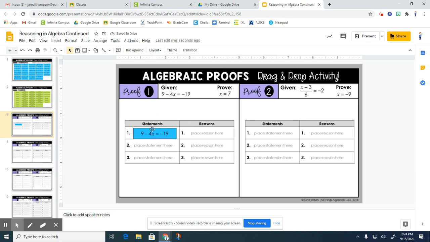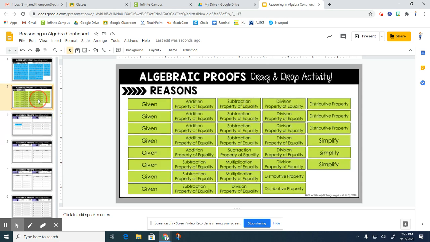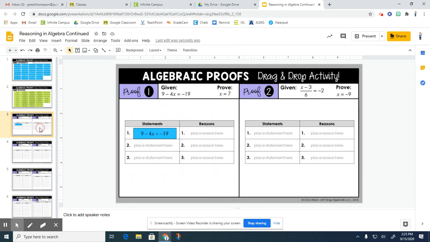So the first statement is the equation 9 subtract 4x equals negative 19. What's the reason for that? Well, it's given. So for the reason, we go to slide 2, where it's green, and copy the first given. Go back to slide 3, and in the first reason box, we put our given, and then we slide it wherever it goes.